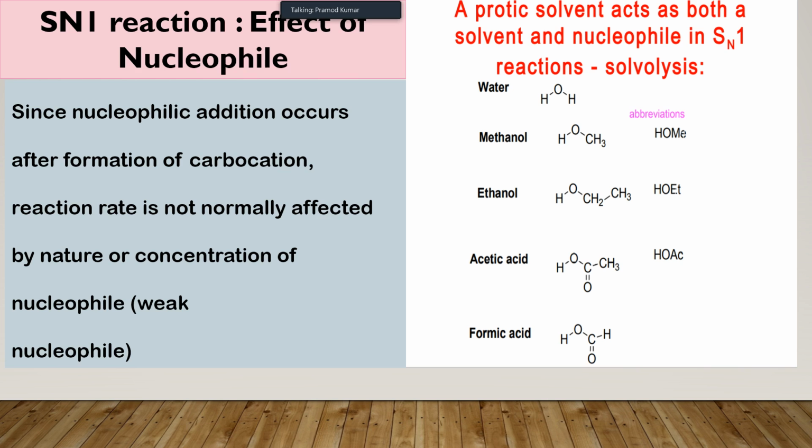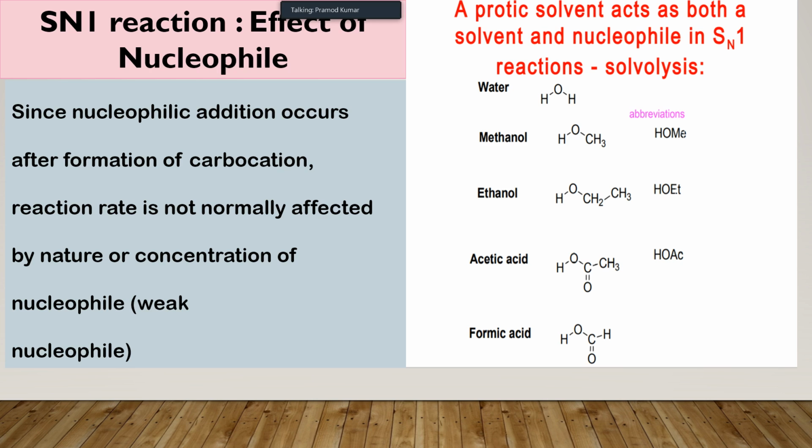So the rate of reaction does not depend upon the concentration of your nucleophile, but it only depends upon the formation of your carbocation from the substrate. So the rate of reaction depends only on the substrate, not on the nucleophile. Now, in case of SN1 reaction, polar protic solvent, which can act as both solvent and a nucleophile in case of reaction, that leads to solvolysis.